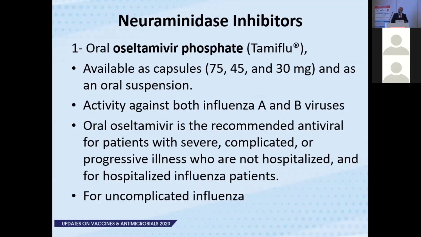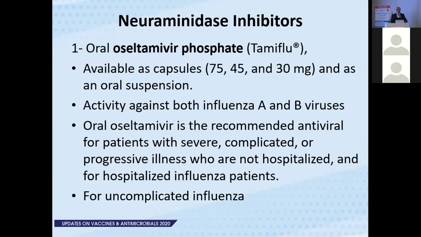anti-influenza drug within this family. The first one, I believe all of us are familiar with, is oseltamivir phosphate, which is called Tamiflu, that we started to hear about during the 2009 pandemic. It is available in capsules at different concentrations, 75, 45, and 30 milligrams. And it is available also as an oral suspension. So it is given orally. It is active against both influenza A and B.